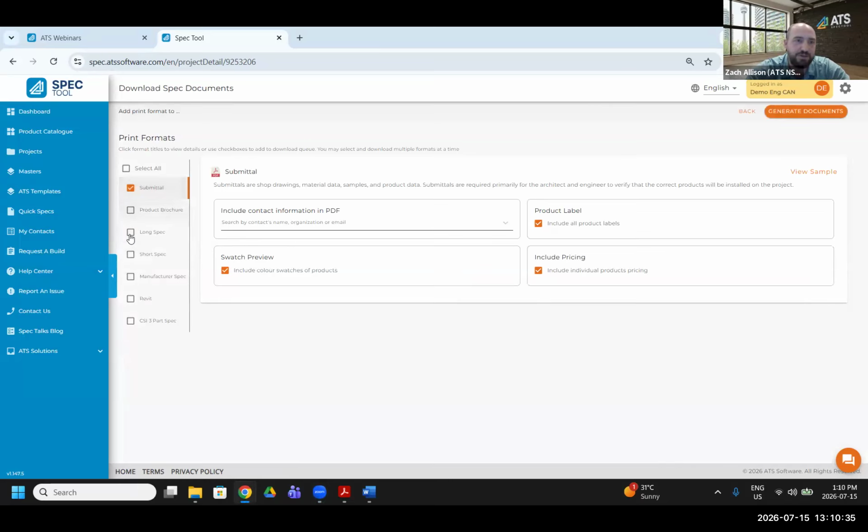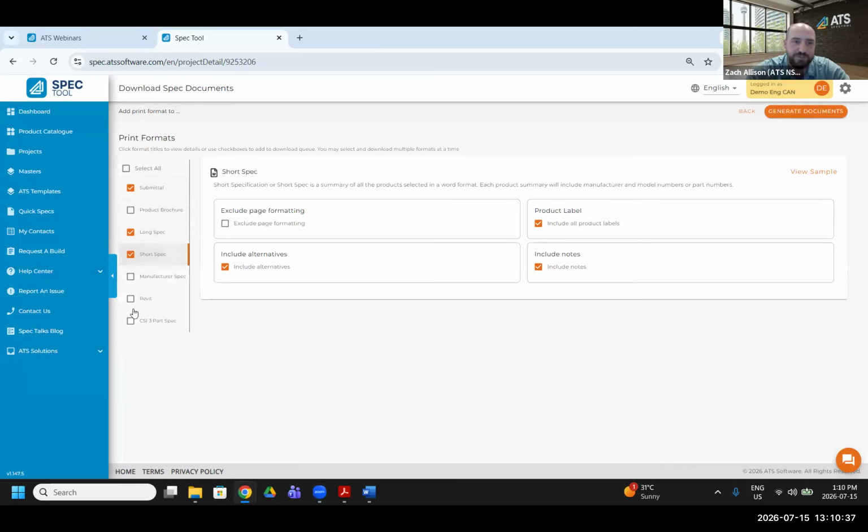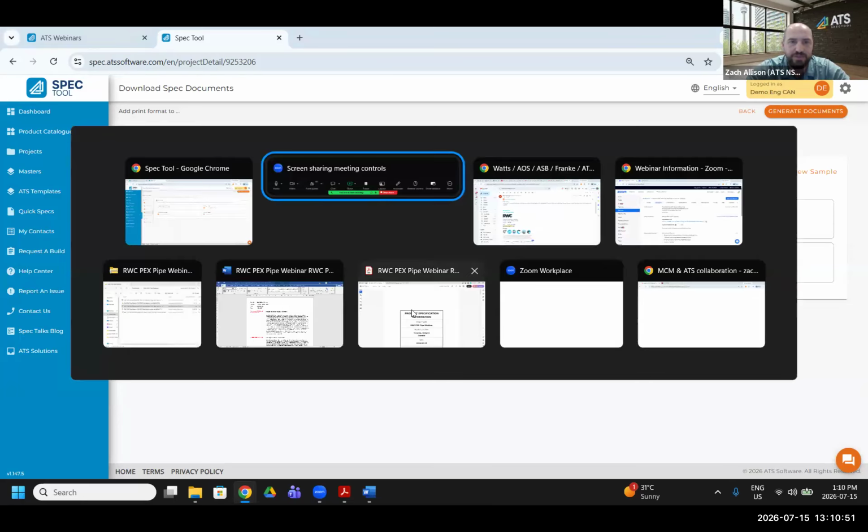And then we can download the formats that we need: long spec, short spec, CSI 3-part spec. These are just different types of Word formats. We have the manufacturer spec sheet embedded in, the submittals embedded in, Revit files embedded in, schedules available as well. And then those look like this, where you've likely seen our selection formats before. I'm going to again move this bar.